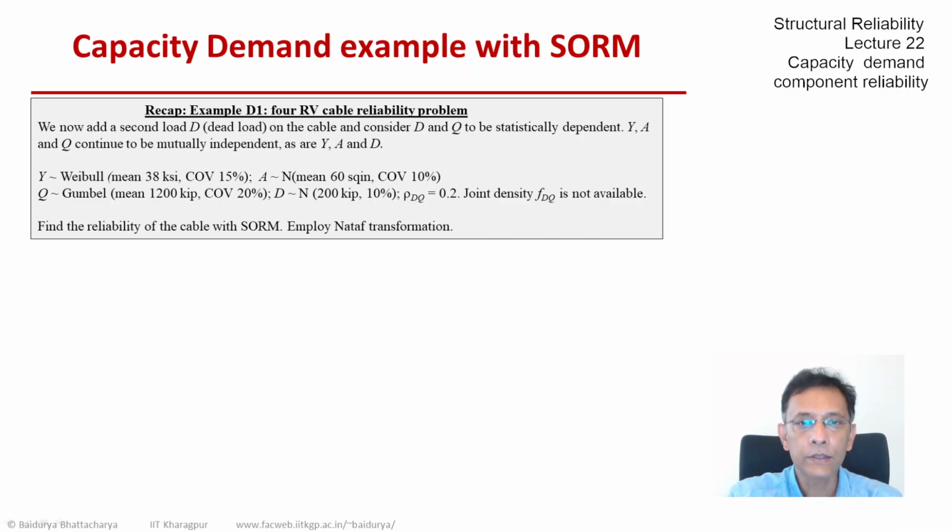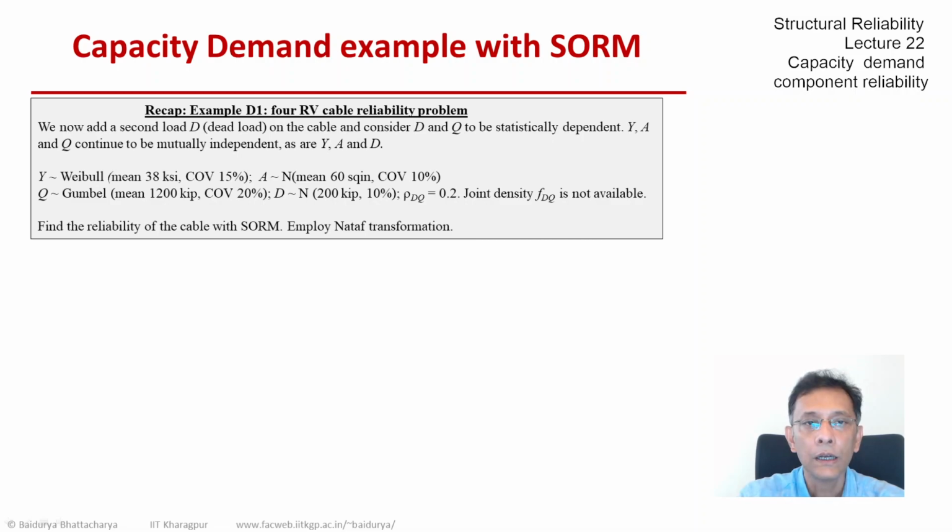So this one is a 4 random variable problem, and there is a dependence between D and Q, the two loads. Now we discussed in detail how we employed the Nataf transformation, how we solved it using the MATLAB function fmincon. So we are not going to go into that. We'll just present the FORM results obtained from this Nataf transformation, and then from that point onward we are going to derive the corrections necessary for SORM.